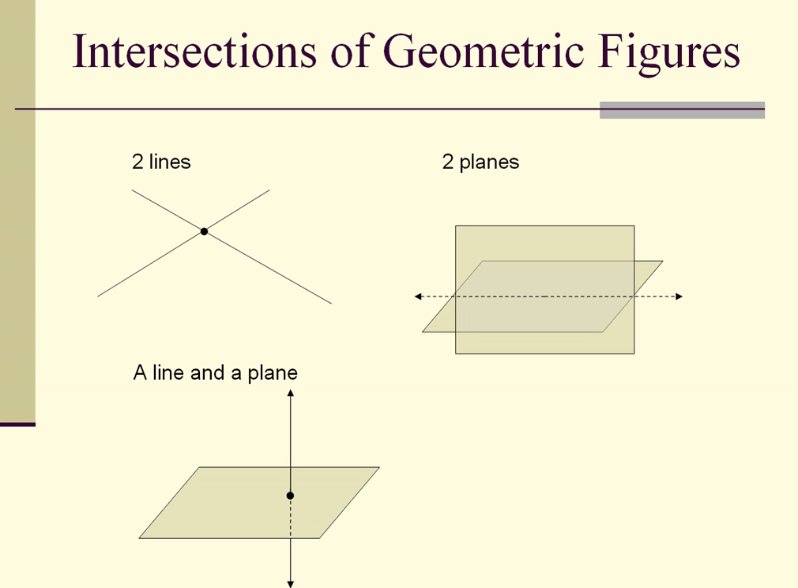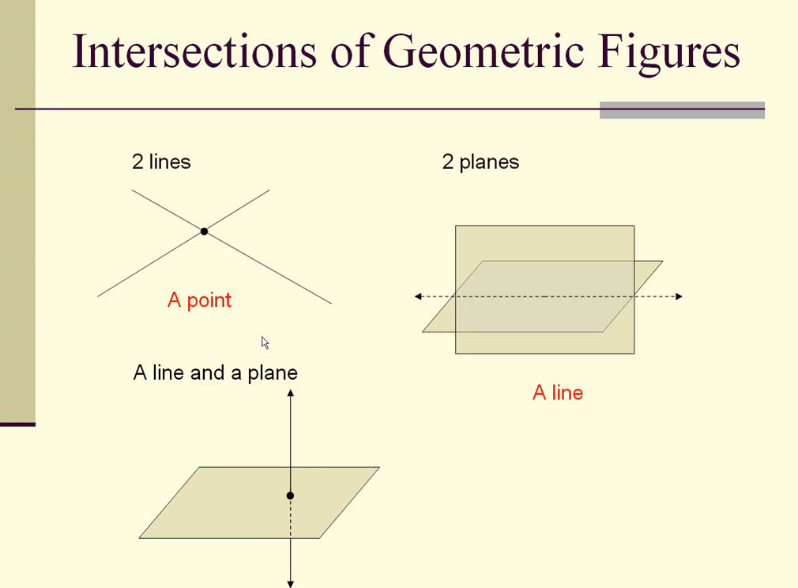Right, now the intersection of two figures. If we have two lines that intersect, looks here like they intersect in a point. If two planes intersect, their intersection is a line. And if a line intersects a plane, it just intersects it at a single point.